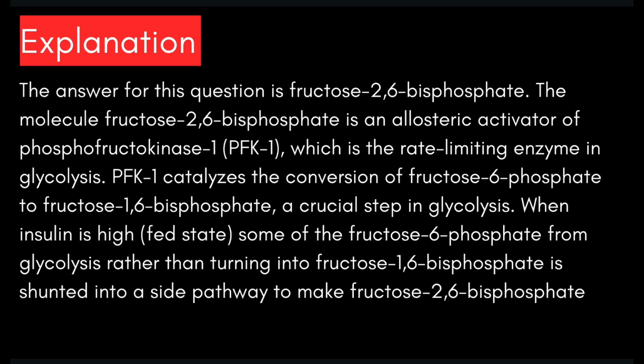When insulin is high, aka when you're in the fed state, some of the fructose 6-phosphate from glycolysis, rather than turning into fructose 1,6-bisphosphate, is shunted into a side pathway to make fructose 2,6-bisphosphate. Sorry for the typo again, but basically, that's what happens in this question.